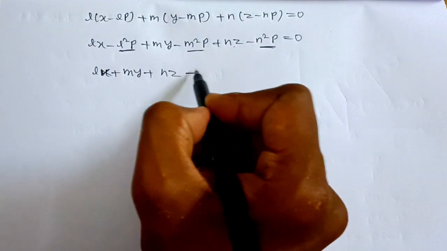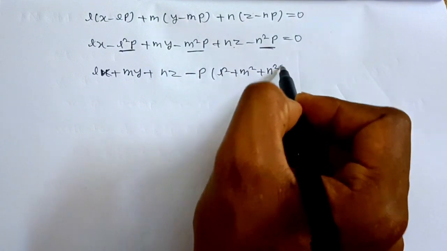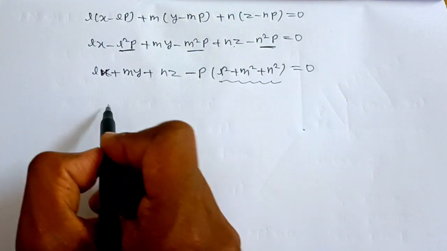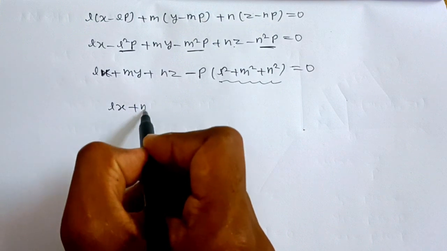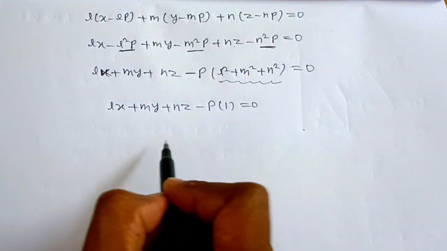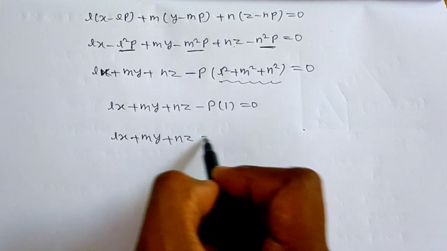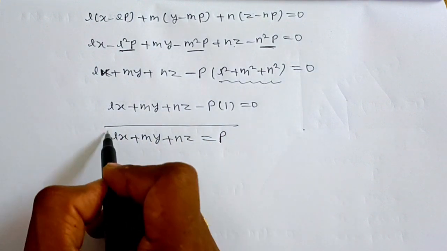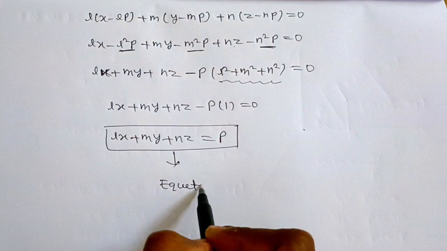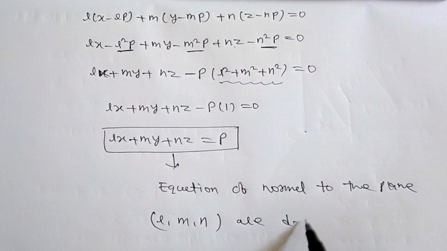In that, minus P is common. What will we get? l square plus m square plus n square. We know that the sum of the squares of the DCs is 1. Therefore, this can be written as lx plus my plus nz minus P into 1, which equals 0. Clearly, lx plus my plus nz equals P. So clearly, this represents the equation of the plane in normal form, where l, m, n are the DCs of the normal.